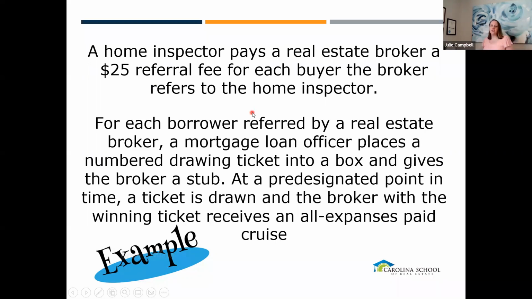Another one says, for each borrower referred by a real estate broker, a mortgage loan officer places a number drawing ticket into a box and gives the broker a stub. At a pre-designated point in time, a ticket is drawn and the broker with the winning ticket receives an all expenses paid cruise. Heck yeah. Where am I sending every single buyer? What lender am I having them talk to? Every single time. RESPA said, stop it.